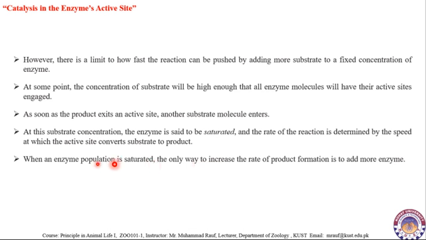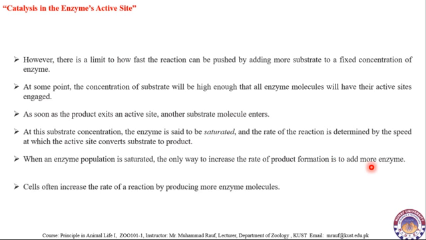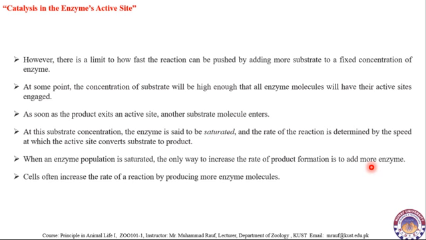When an enzyme population is saturated, meaning all the enzymes have their active sites occupied with the substrate, the only way to increase the rate of product formation is to add more enzymes. Cells often increase the rate of a reaction by producing more enzyme molecules. How do cells produce more enzyme molecules? From where do those enzymes come?